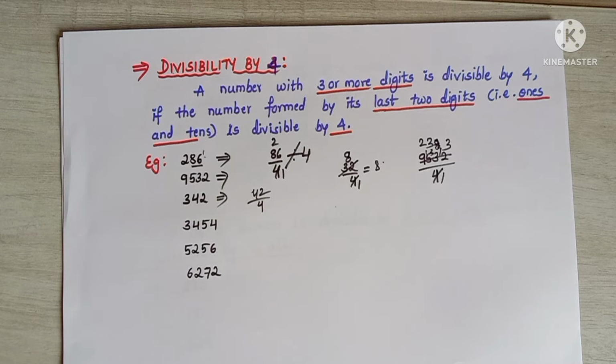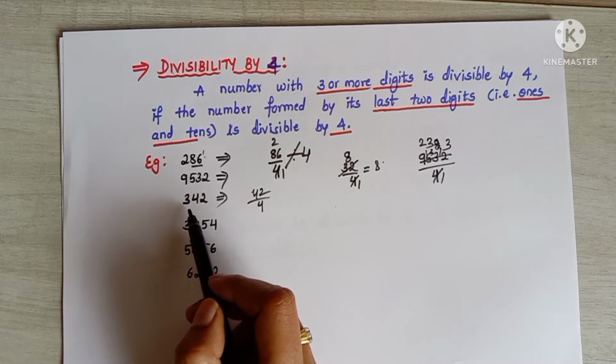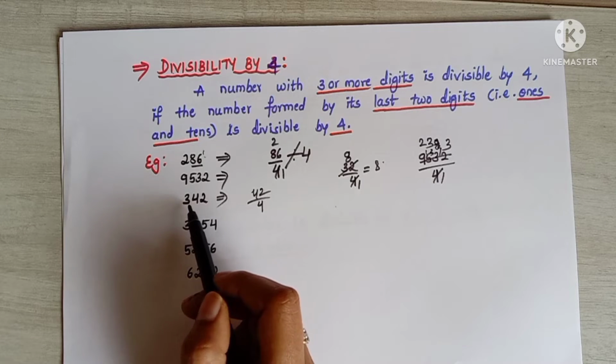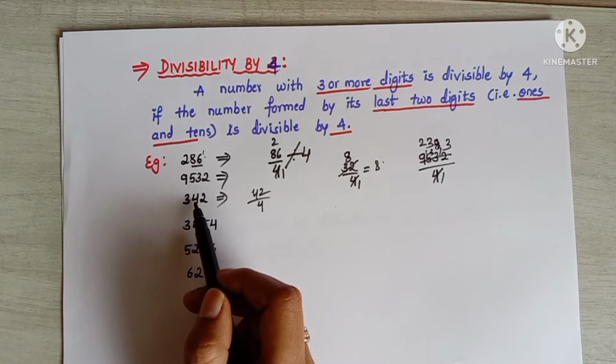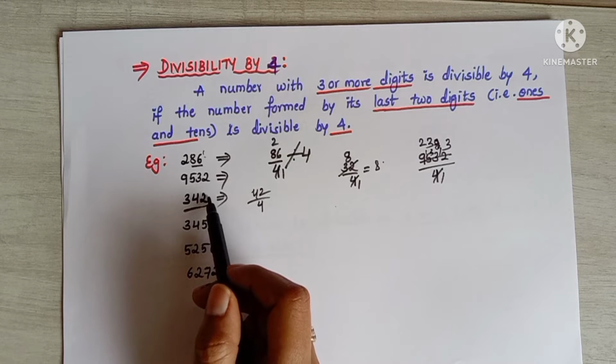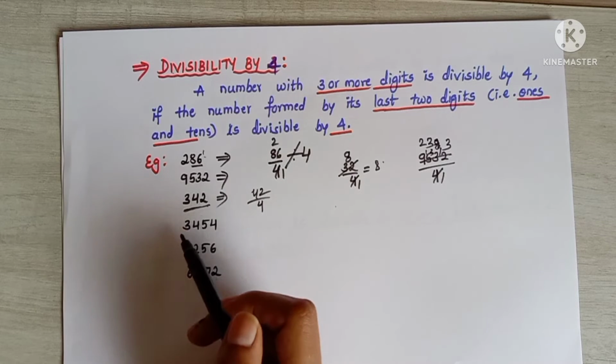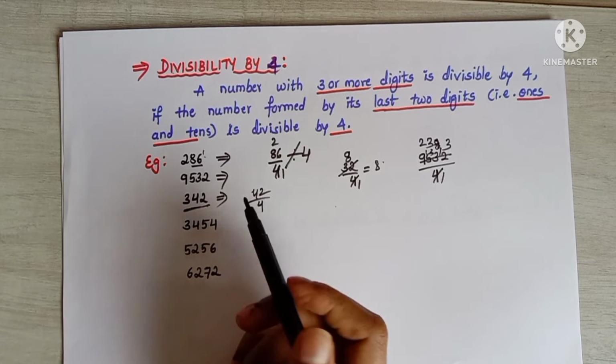Whether it is divisible by 3? Let us see. What we have to do? We have to sum the digits. That is 3 plus 4, it is what? 7. 7 plus 2 is 9. Therefore, this number is divisible by 2 as well as divisible by 3 also. But it is not divisible by 4.